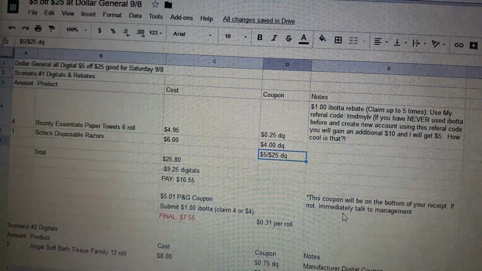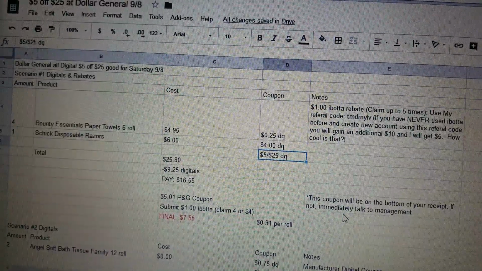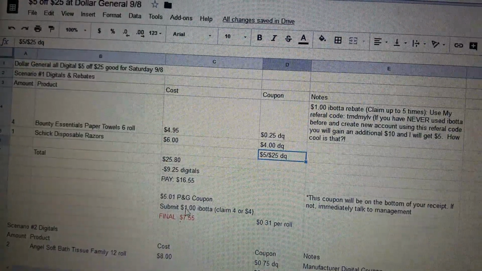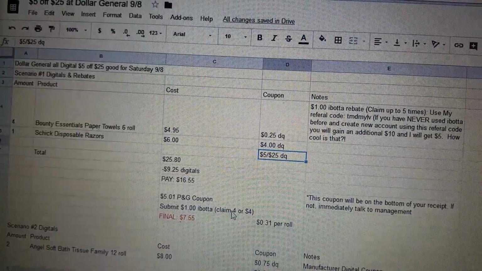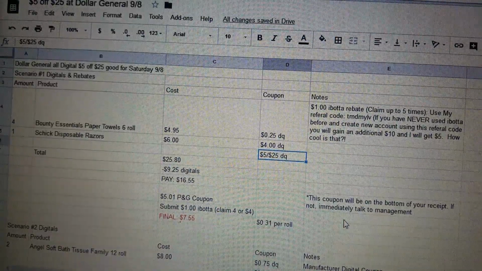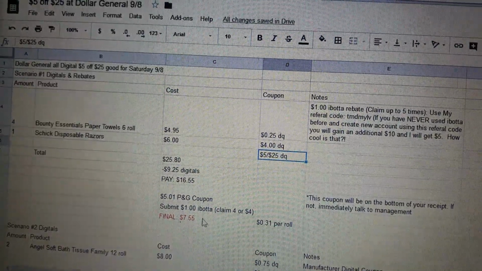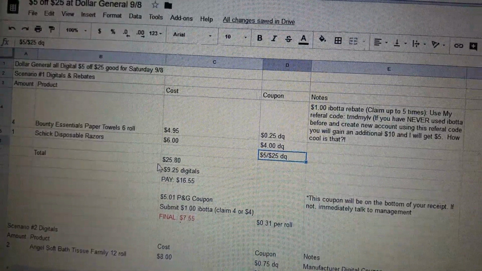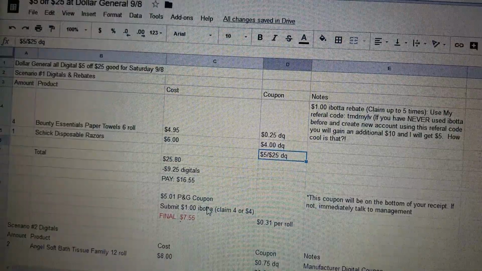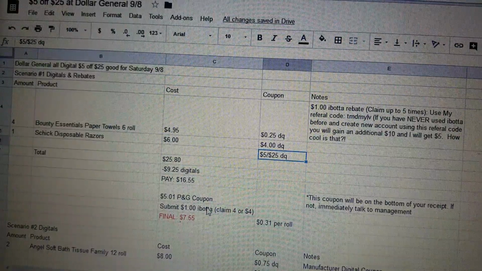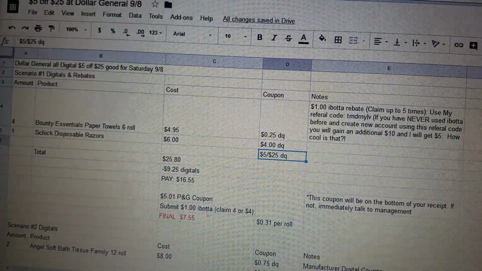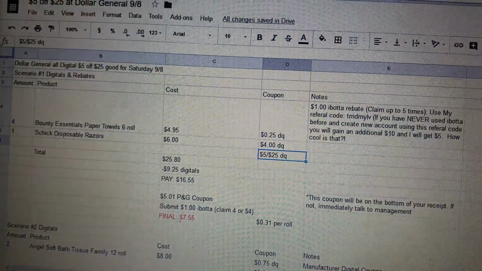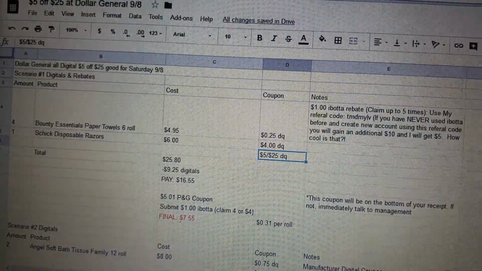If it doesn't print out, immediately talk to management or figure out what's going on with that with them, because it's supposed to definitely print out. And if it doesn't, I would personally myself return it. And then you're going to submit that receipt to Ibotta, and you'll make sure you claim all four of them. So make sure it's for four of them, and that's $4 back, and then it's $7.55 at the end of the whole deal, and that is 31 cents per roll.